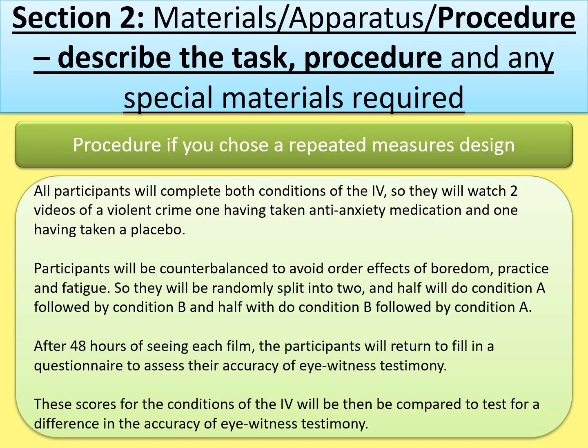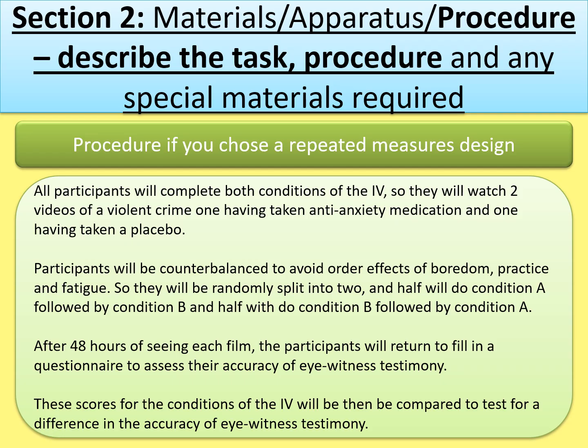If you chose a repeated measures design, then it's going to be slightly different because you're going to have to talk about what those participants will do. So all participants will complete both conditions of the IV. They will watch 2 videos of a violent crime, one having taken anti-anxiety medication and one having taken a placebo or no medication. Participants will be counterbalanced to avoid order effects of boredom, practice and fatigue, so they will be randomly split into 2, and half will do condition A followed by condition B, and half will do condition B followed by condition A.